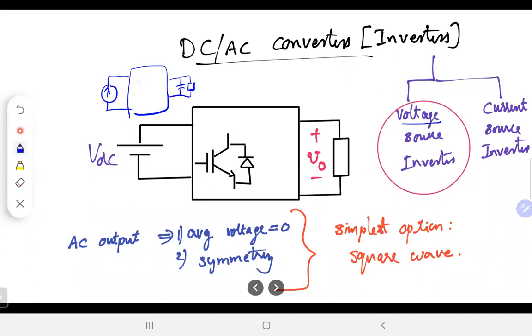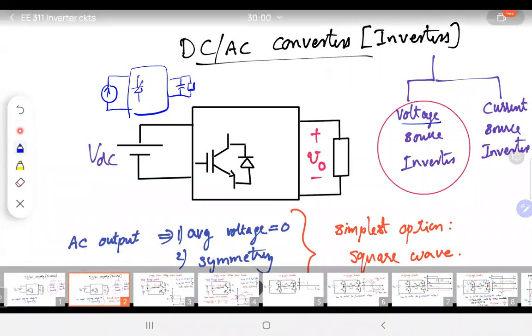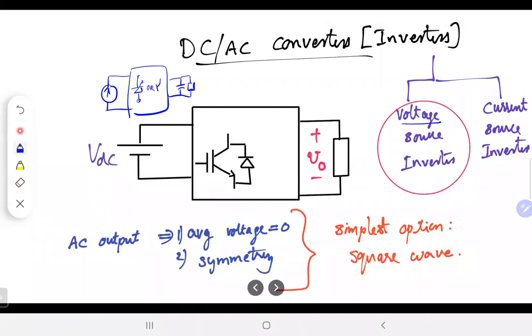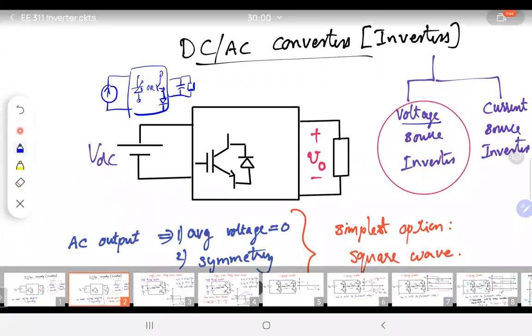And whatever we had, you can have a thyristor based current source inverter, or we could have a transistor and a diode in series, an IGBT in series with this one. So this is a current source inverter. We have looked at that.